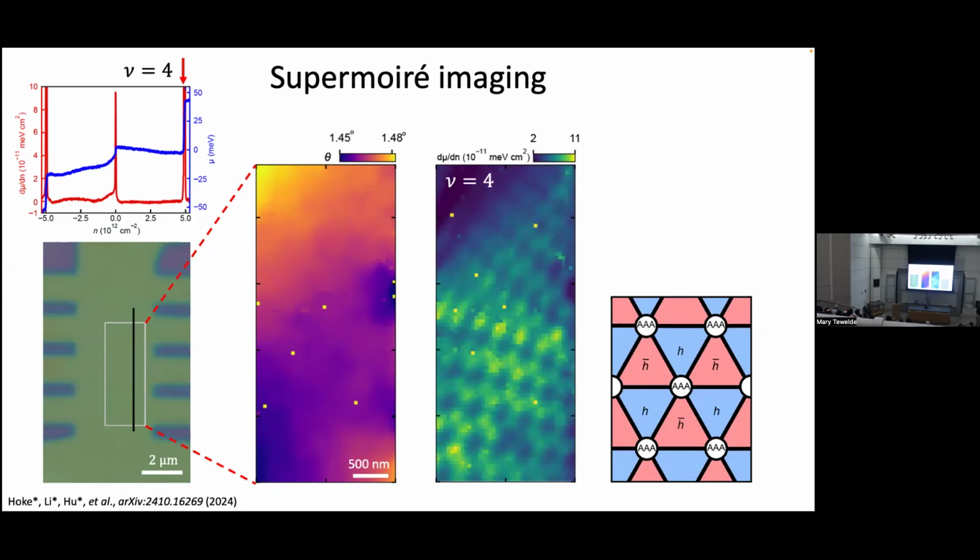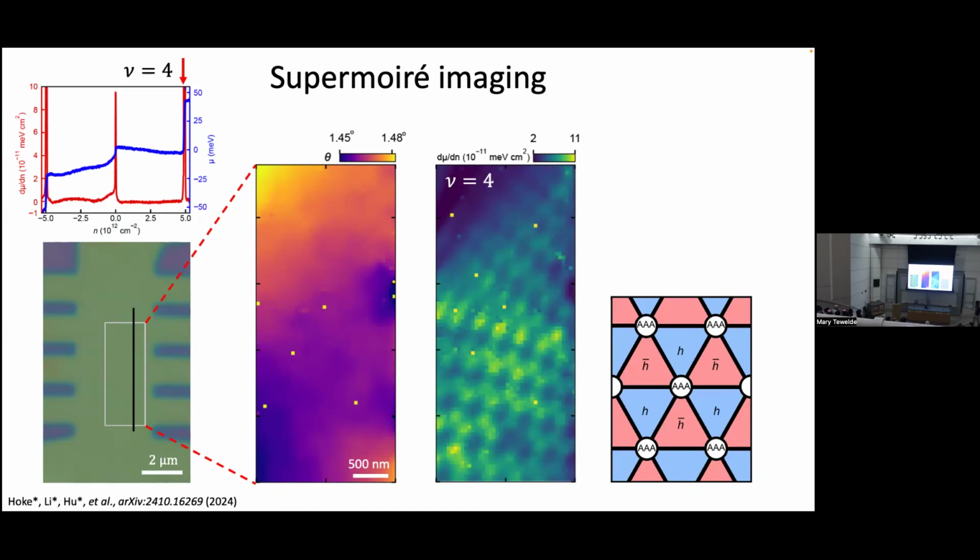But on the other hand, if we just ask the question, what's the magnitude of this peak at nu equals 4, that is, how big is the gap or how incompressible is it, you can see that there is this modulation which appears in d mu dn right at nu equals 4. And the length scale, you'll notice, is quite large. So this modulation that we're observing has to do with the super moiré periodicity. This is hundreds of nanometers, say 400 or 500 nanometers between these blue dots.